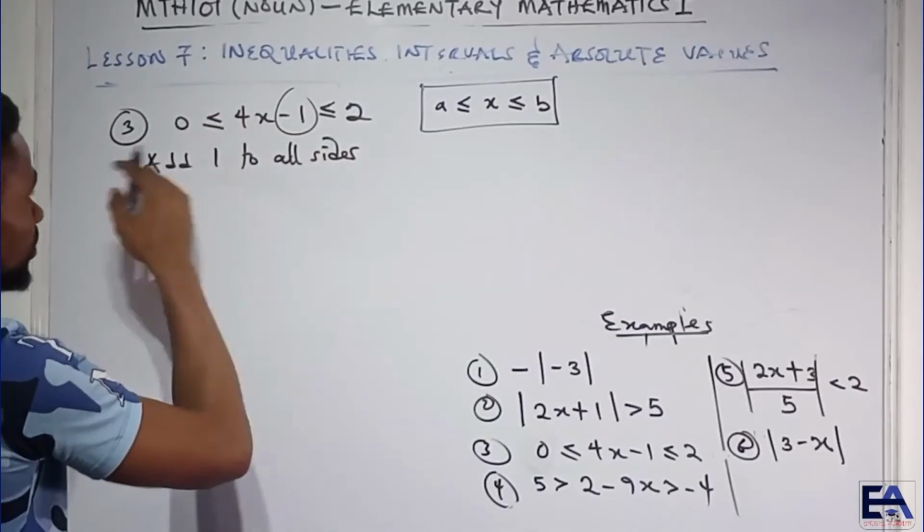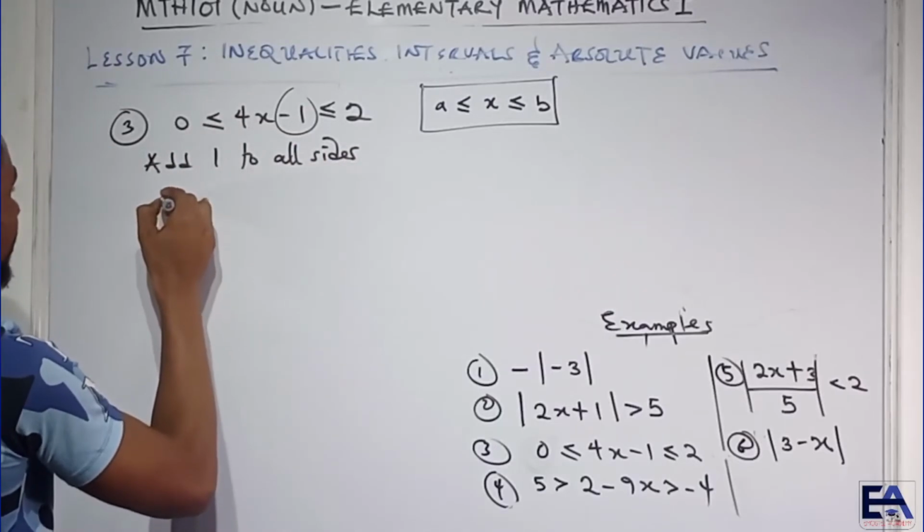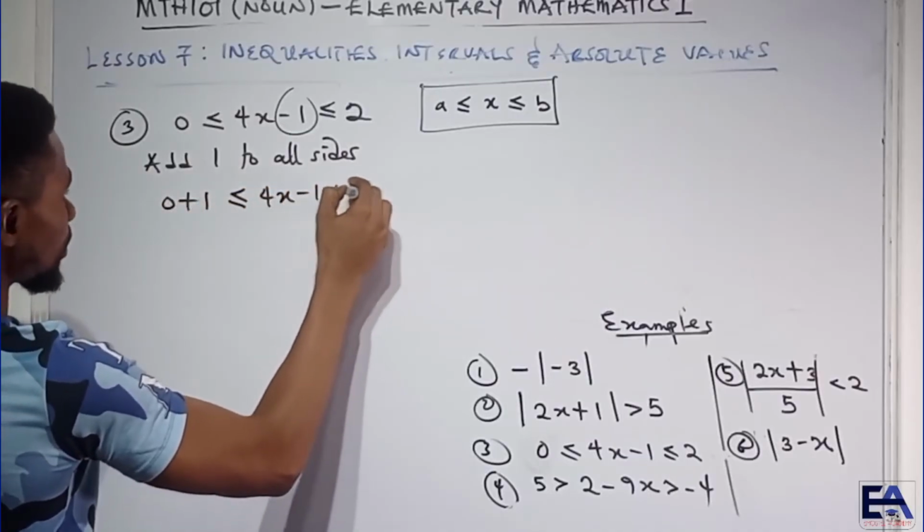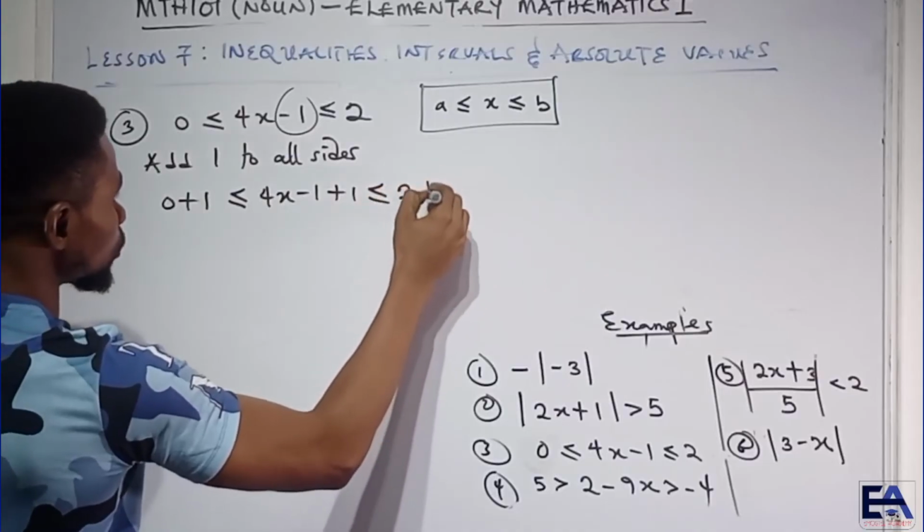So if I'm to add 1 to all sides, then it means 0 plus 1 less than or equal to 4x minus 1 plus 1 less than or equal to 2 plus 1.